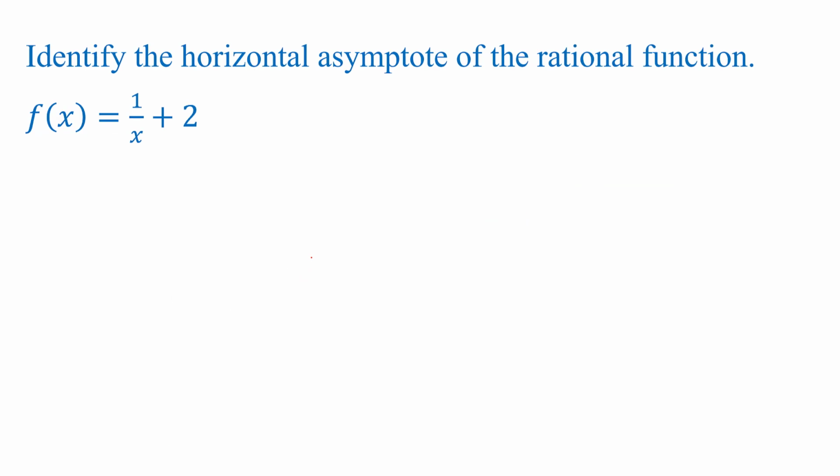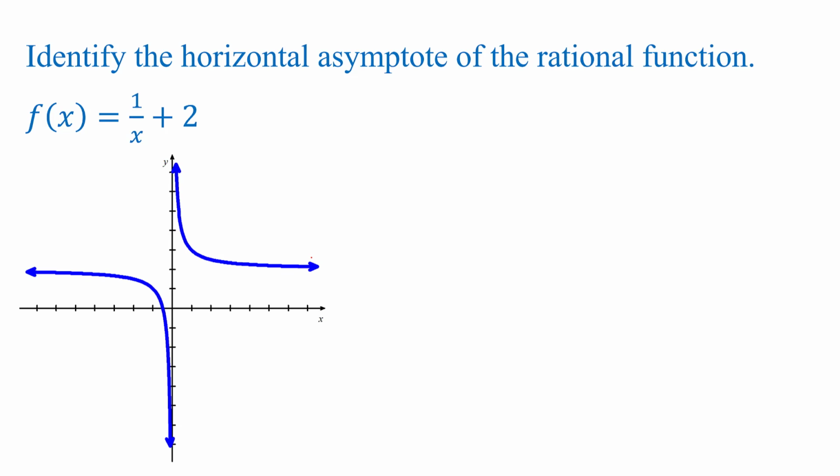Now, let's identify the horizontal asymptote of f of x equals 1 over x plus 2. To graph this function, we could start with y equals 1 over x and shift the graph up by 2 units. Also, if you remember, y equals 1 over x has a horizontal asymptote of y equals 0. Think of shifting that horizontal asymptote of y equals 0 up by 2 units, and we indeed have the horizontal asymptote here for f of x equals 1 over x plus 2. We have the horizontal asymptote y equals 2.